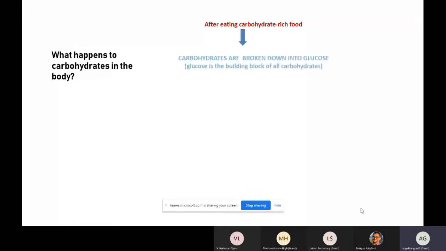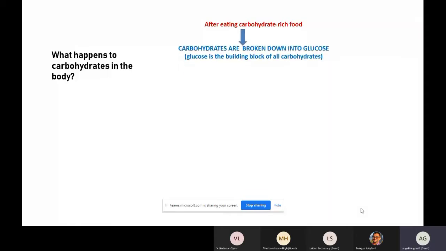So after you eat carbohydrate-rich foods, you will find that the carbohydrates are broken down into glucose. Now, glucose is the building block of all carbohydrates. So this is what the carbohydrates are broken down into when it's digested. And then the glucose is absorbed into the bloodstream. When it's absorbed into the bloodstream, the blood glucose levels rise. We refer to it as high sugar, high blood glucose levels.